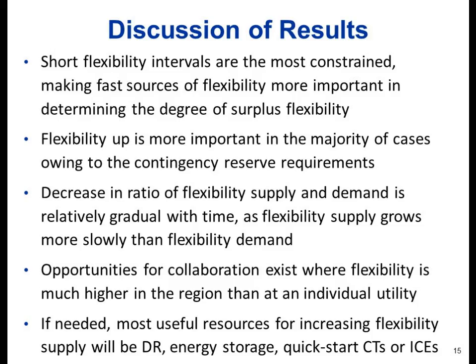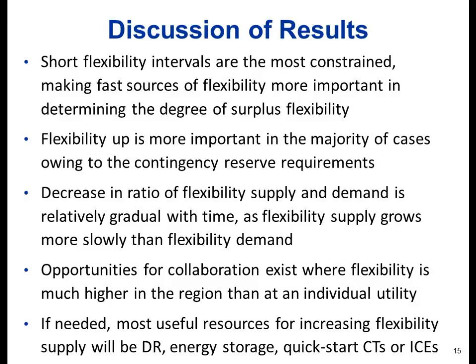So overall, with the case studies that we did here, we saw that the short flexibility inventories were the most constrained, which made these fast resources of flexibility more important in determining the degree of surplus flexibility. We also saw that flexibility up was the more important direction in the majority of cases, owing to this contingency reserve requirement. We saw that the decrease in the ratio of flexibility supply and demand over time was relatively gradual, and that was because our flexibility supply was growing more slowly than the flexibility demand was.